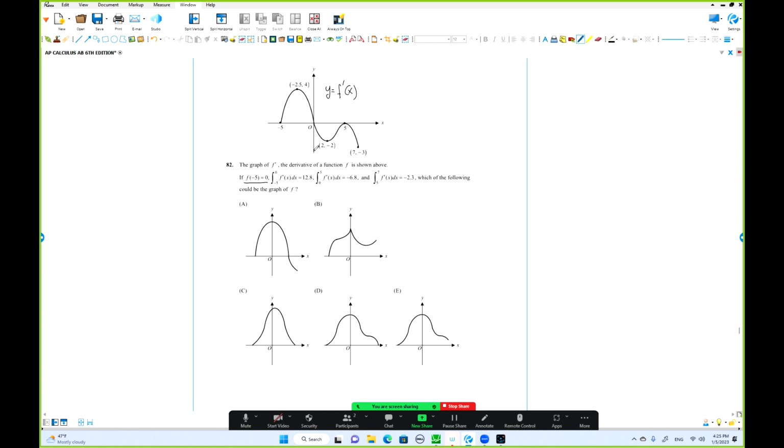So the original function over here, I'm going to make an original function over here. This original function y equals f of x. When x equals 5, that is 0 over here. We start from it. This is the initial condition. The value of y on the x-axis is 0. And from negative 5 to 0, the area is what? 12.8.